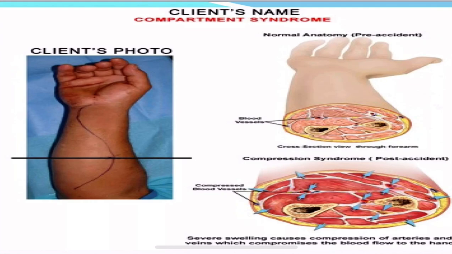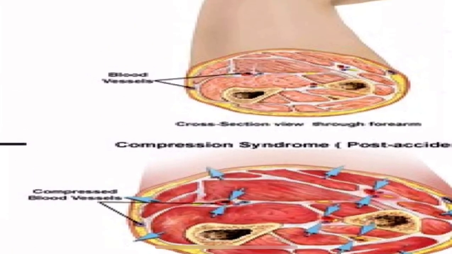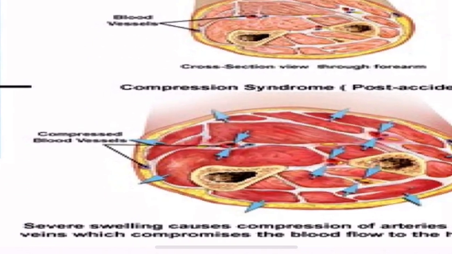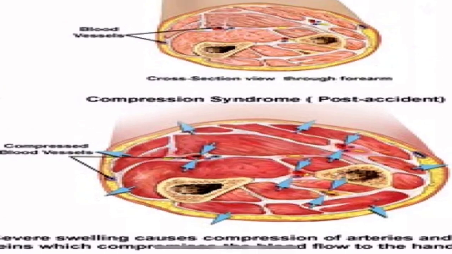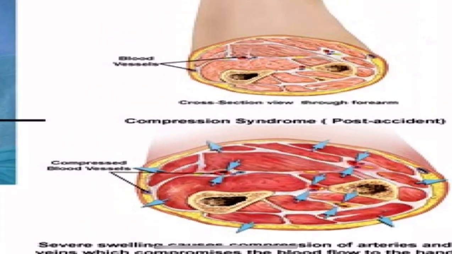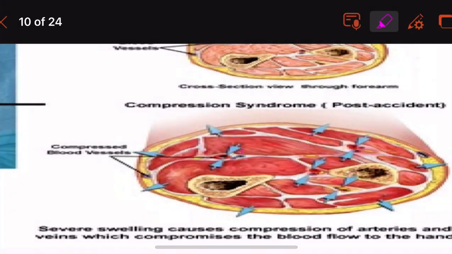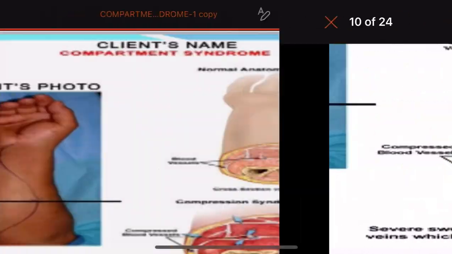Now you can see this client's photo, and this is the compartment syndrome, the cross section they have taken, and these are the blood vessels. You can see the blood vessels here being compressed. The severe swelling will cause compression of the arteries and veins and compromise the blood flow. The pressure is being exerted from all directions because of the edema, and this pressure is going to compromise the blood supply.